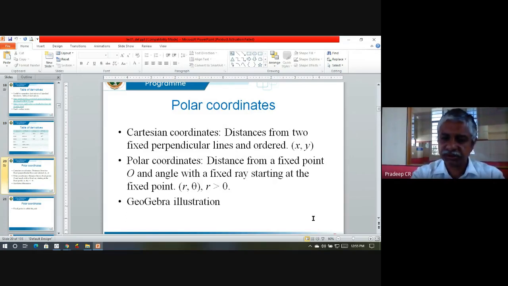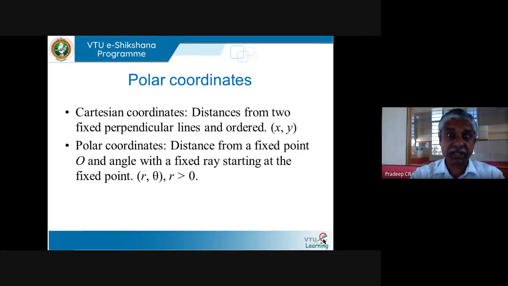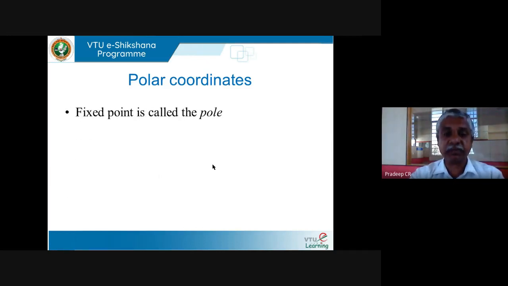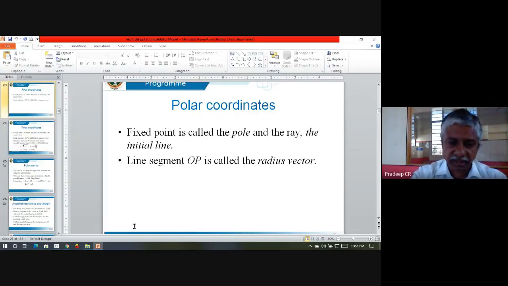So I have shown you the GeoGebra illustration also for polar coordinates. And this is another way of defining a point in the plane. Cartesian coordinates is one way. Polar coordinates is another way of defining a point in the plane. Your fixed point is called the pole, and the ray is called the initial line, and the line segment OP is called the radius vector. I hope these words are clear to everybody.